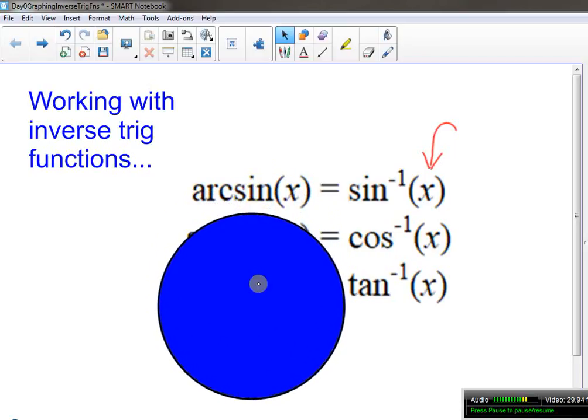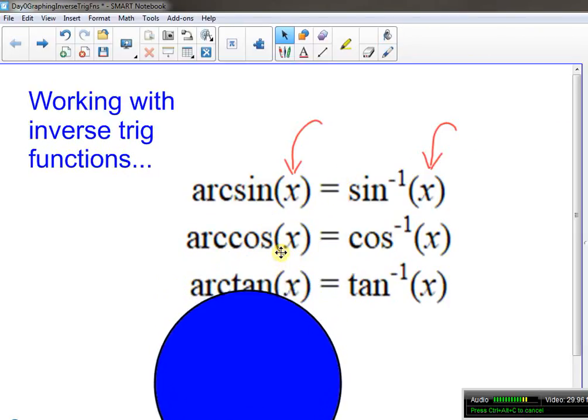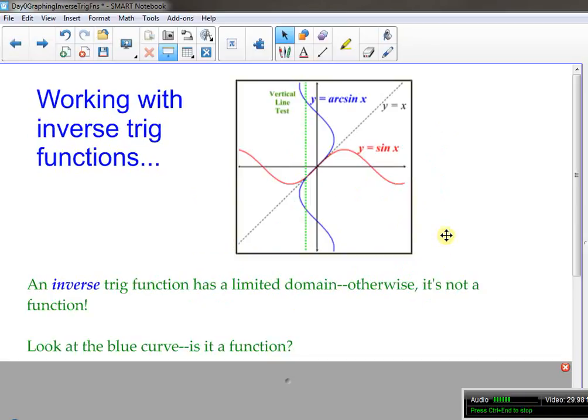Instead of sine inverse, we could also call it the arc sine of x, and that means we would be plugging a function value, a number, in here, and the result it would give us would be an angle. So we've got an arc sine, an arc cosine, and an arc tangent. But there's something special about these arc sine, arc cosine, and arc tangent functions. They are functions, which means they would have to pass a vertical line test.